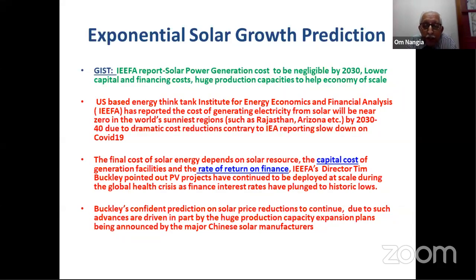Solar power will be the major power, and now the availability of finances is also becoming very cheap. The rate of return on finance is becoming very low. So there is a big scope of solar growth in the next 20 to 30 years.